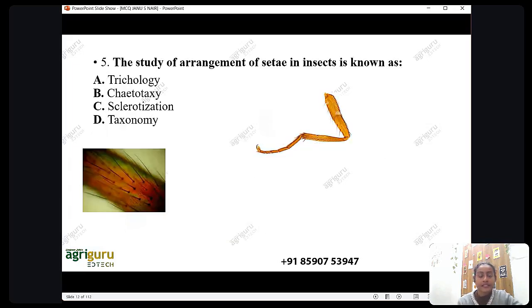Then the fifth question: the study of arrangement of setae in insects is known as trichology, chaetotaxy, sclerotization, or taxonomy. This seems to be a fairly easy question. The right answer is chaetotaxy. So what are setae? Setae are bristle-like or hard hair-like structures seen in insects. Setae help as a taxonomic character, that is, when we evaluate a species, in its nomenclature or classification, setae are an important characteristic. So the arrangement and study of setae in insects is called chaetotaxy.